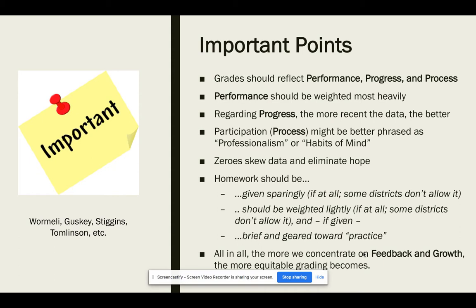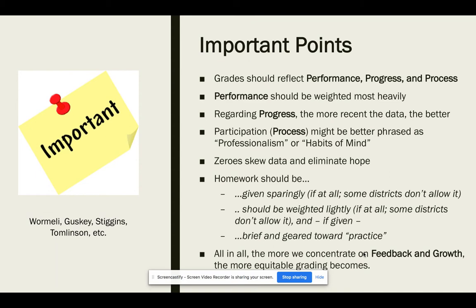Classwork is what Albemarle County is using more. They're giving some time at the end for kids to practice, and that's made a lot of difference. All in all, the more we concentrate on feedback and growth, the more equitable our grading becomes.